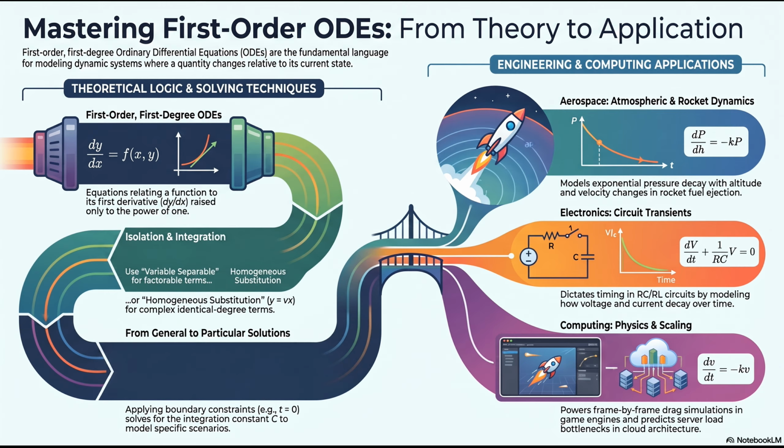Hold on, I'm following the car analogy, but the material we are diving into specifically focuses on first-order, first-degree ODEs. Which it does, yeah. That means we're only looking at the first derivative, right? Oh, speed. Right. So aren't we ignoring acceleration entirely? Doesn't that make the model totally inaccurate for the real world?